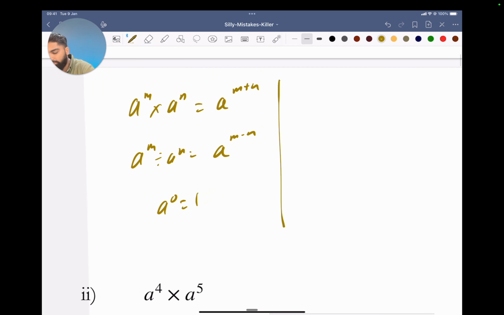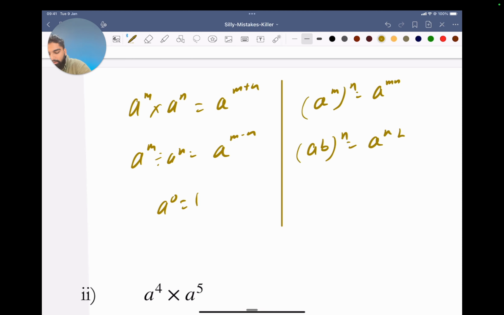Then you have, well, what if you have power on power? So anything to the power of something, then you multiply the powers, m times n. What if there's two terms on the inside? Then the power goes to both of them.